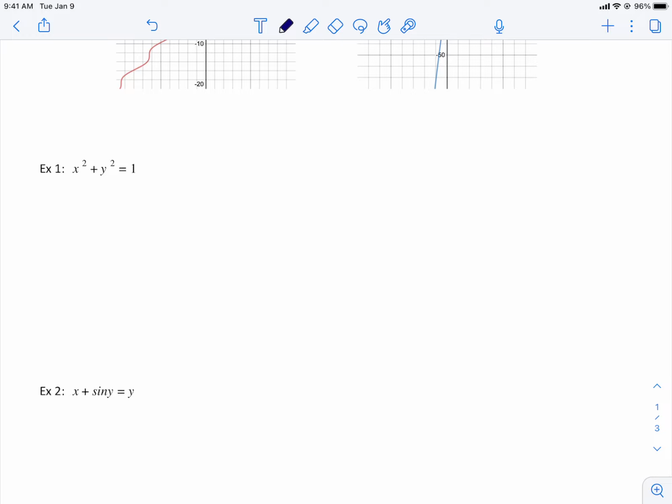You want to always assume or think of y as f of x. So anytime you see a y, think of it as a function in terms of x, which we haven't really defined yet because it's within the equation itself, but that will explain some of the steps that we're about to do.